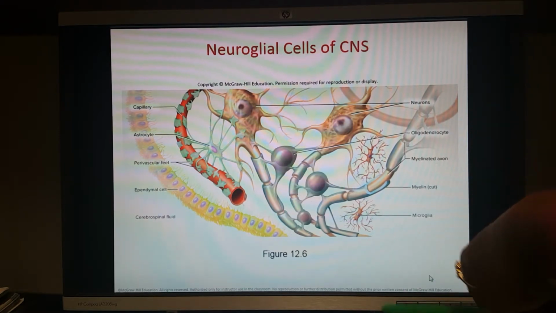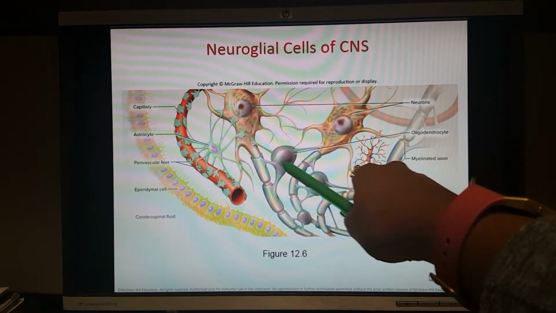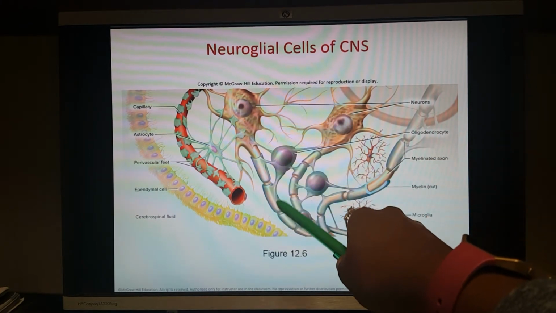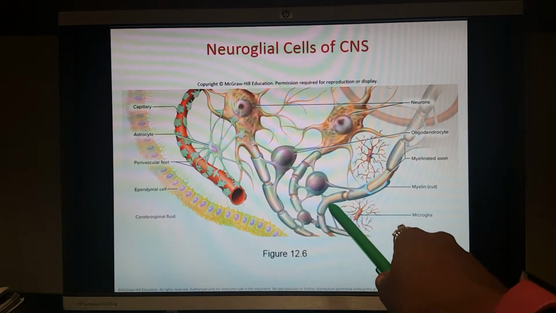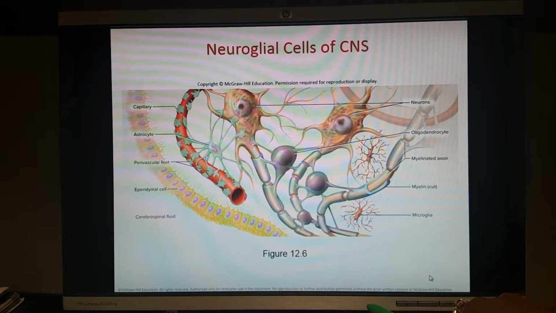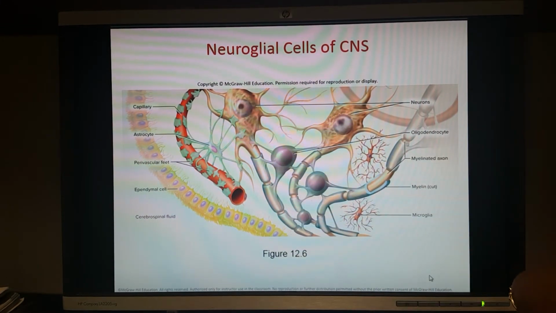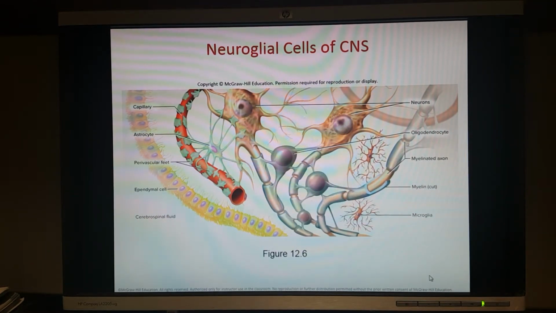Your myelin sheaths in your central nervous system are made up by the oligodendrocytes, so think oligo, many, and it has many arms like a dendrocyte to extend out and make the portions of your myelin sheath around the axons of your neurons. Another glial cell are microglia. Again, they're kind of small, but they wander around and make sure that your brain is protected from any debris or pathogen.